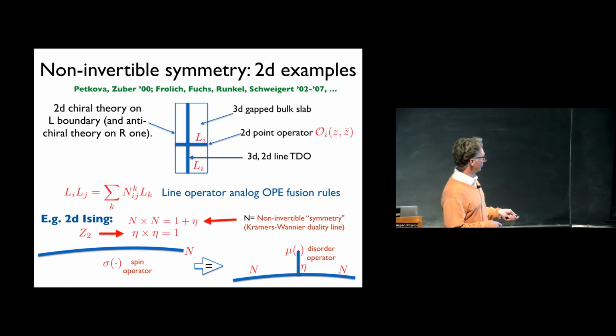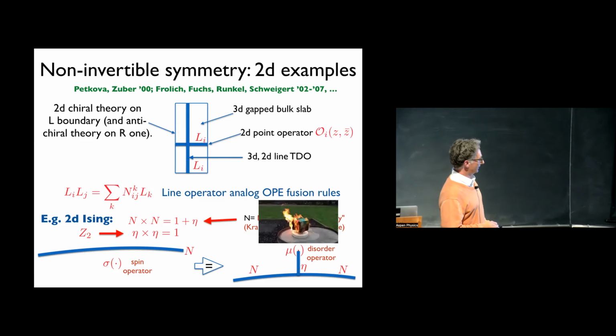And so the way that that shows up is, for instance, if you take this line operator and try to pull it through one of the operators in the theory, the spin operator, it doesn't just go through, but it gets stuck on it because this N times N could give eta. So here's N and N giving eta, and this eta connects to some other operator, an order operator. This is an example of this non-invertible symmetry.